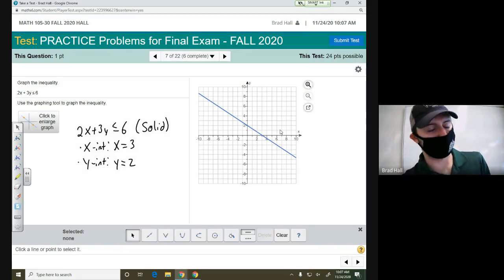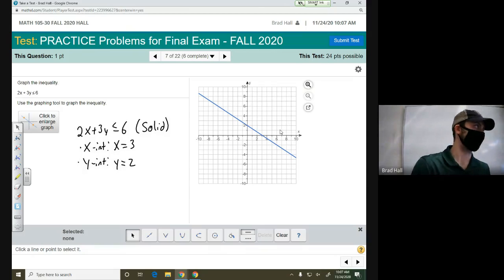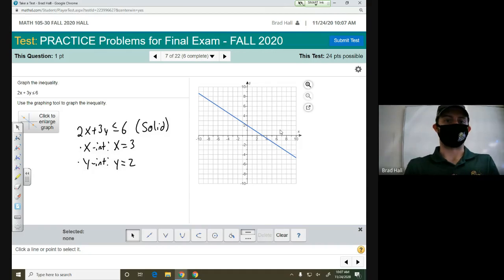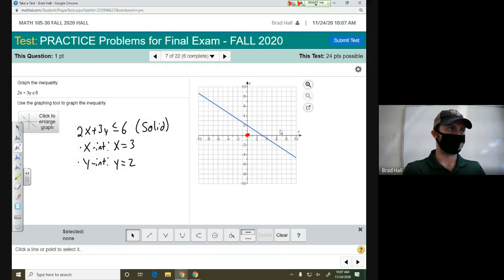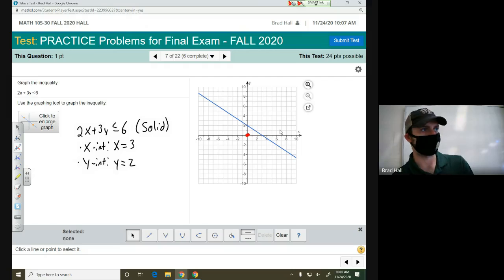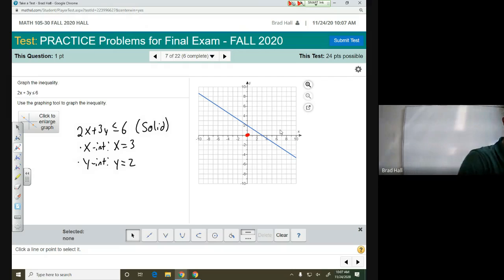I'll save that while we think about the shading criteria. So do we shade below the line or above the line is the question. For this, we need to test the origin. When we test the origin, if we get a true statement, we shade on the side of the origin. If we get a false statement, we shade away from the origin. So let's test 0, 0.